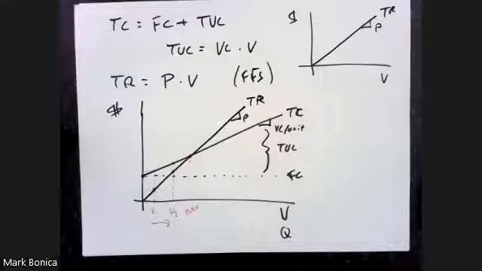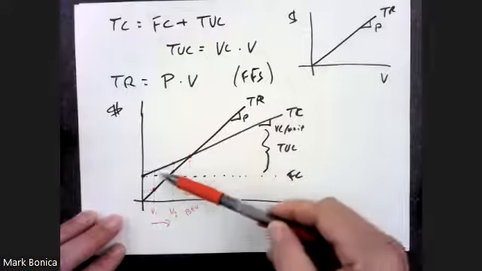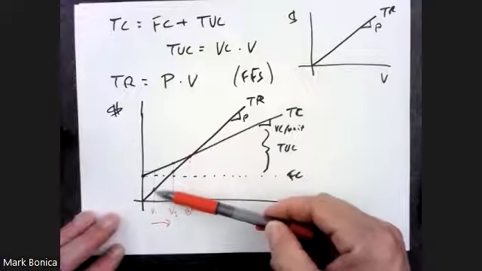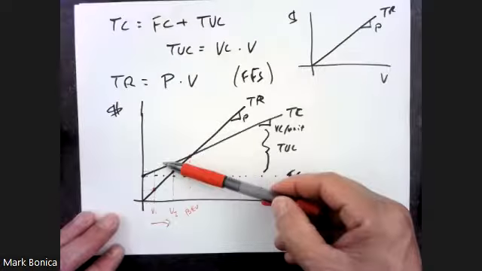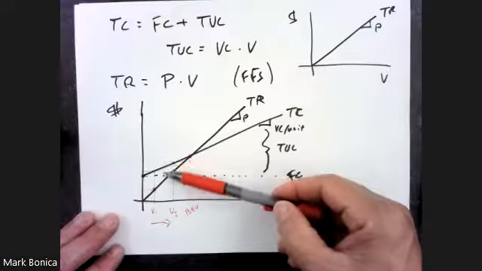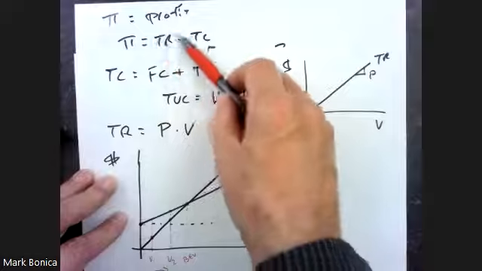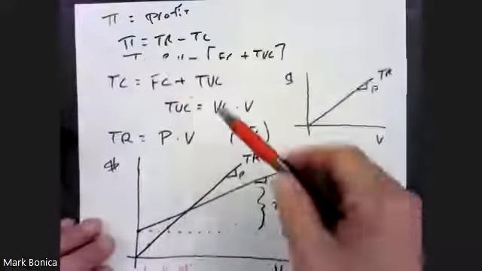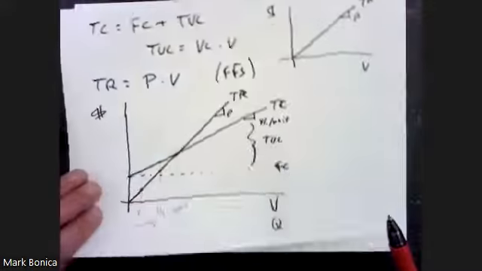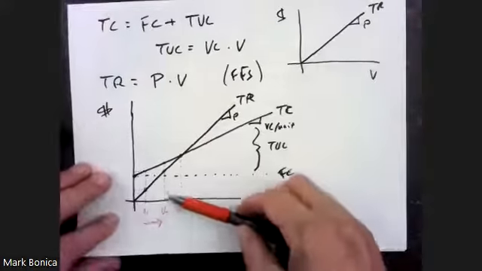So at volume 1, where my total cost is greater than my total revenue, I have a loss, right? In this case, my total revenue is less than my total cost. So this number is bigger than this number. So now I have a negative number here. That's a loss. At V2, I have total cost greater than total revenue. And so again, I have a loss.